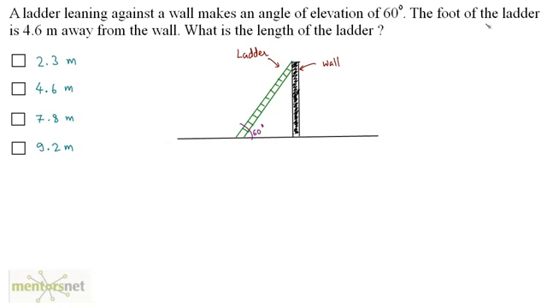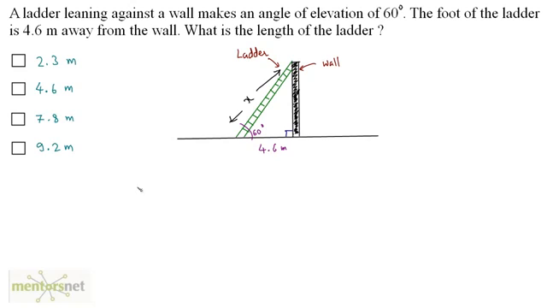And the foot of the ladder is 4.6 meters away from the wall. So this is the wall. This foot of the ladder is 4.6 meters away from the wall, right? And we have been asked what is the length of the ladder. So let the length of this ladder be x. Okay, so we have the adjacent side and the hypotenuse of this right angle triangle.